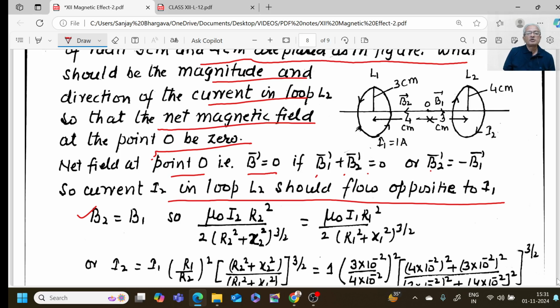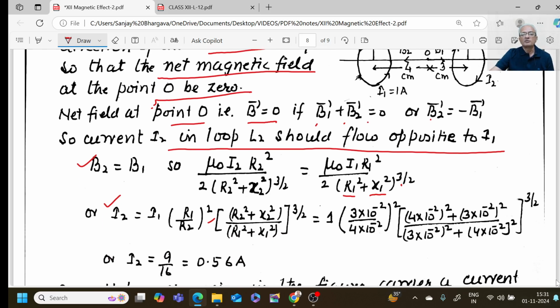So I can write μ0 I2 R2² upon 2(R2² + X2²)^(3/2) is equal to μ0 I1 R1² upon 2(R1² + X1²)^(3/2). So I need to calculate I2. I2 would be equal to I1 times (R1/R2)², times (R2² + X2²) upon (R1² + X1²) to the power 3/2.